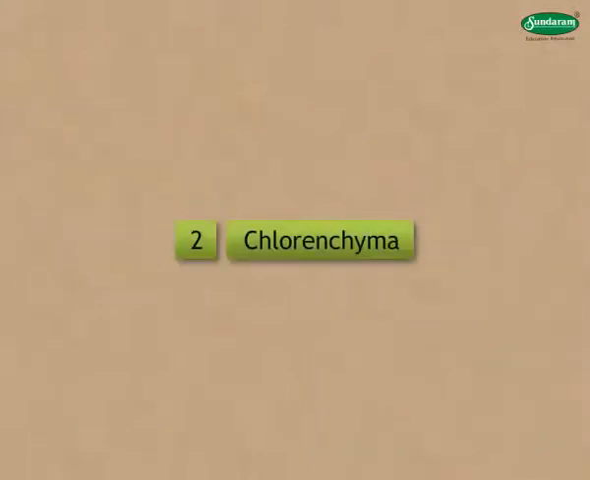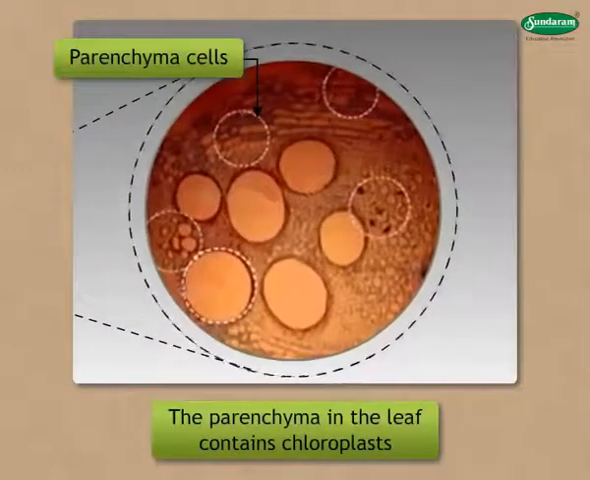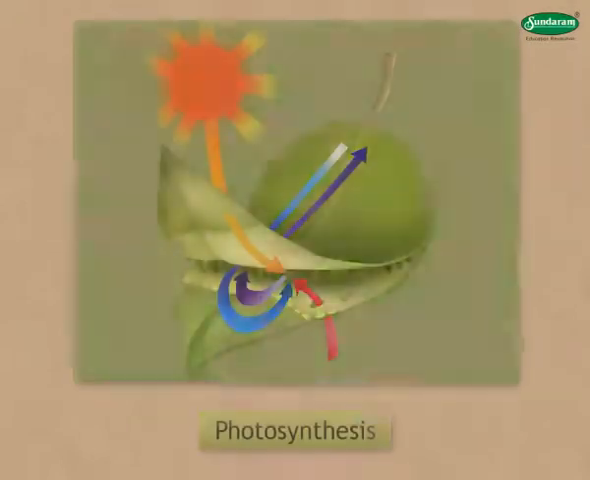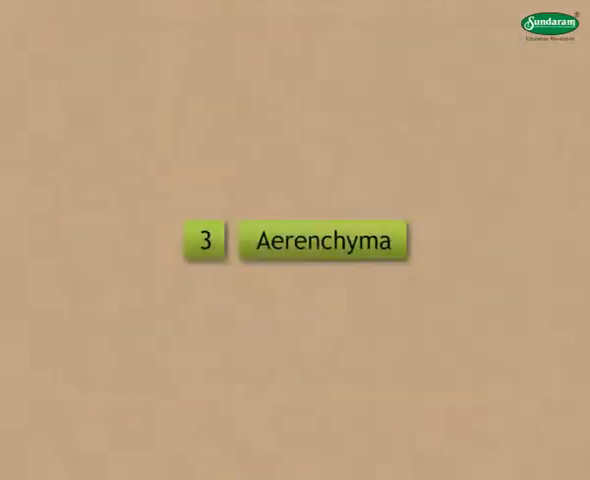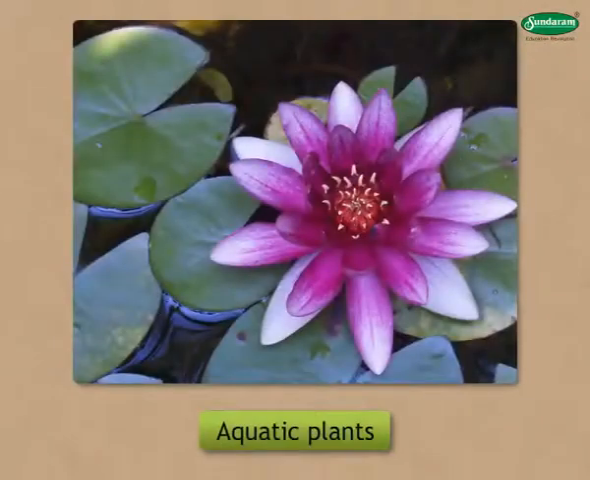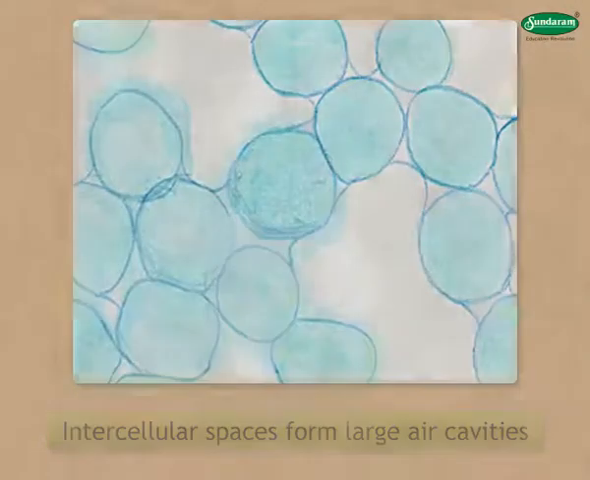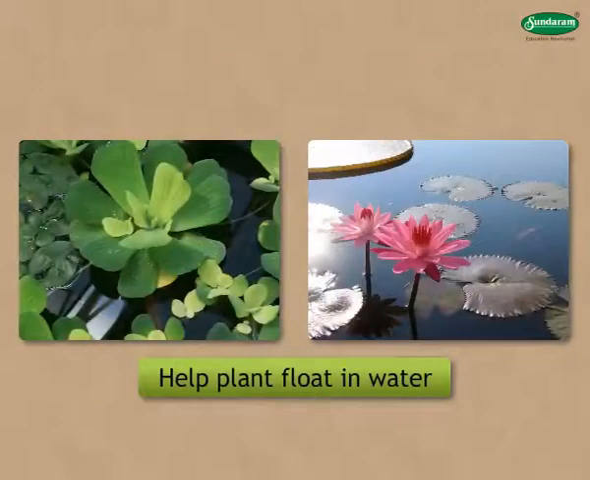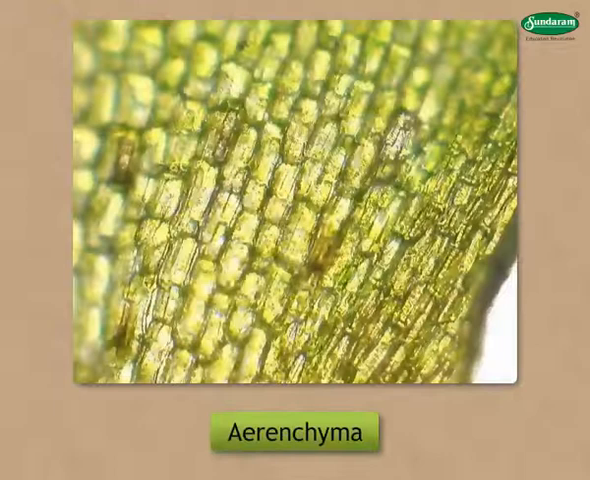2. Chlorenchyma. The parenchyma in the leaf contains chloroplasts, hence the tissue is called Chlorenchyma. It performs the function of photosynthesis. 3. Aerenchyma. In aquatic plants, the intercellular spaces form large air cavities. They give buoyancy to the plant and help them float in water. Such parenchyma is called aerenchyma.